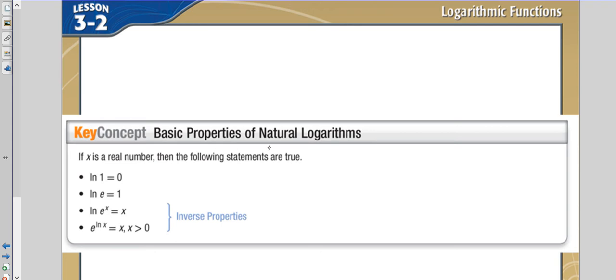Now let's look at basic properties of natural logarithms. A natural logarithm is a logarithm in which the base is e. So if you had a base of e, the way you could rewrite this is they'll say ln, which means the base is e, of x. So you wouldn't write the e at all. Again, a common logarithm is a log with a base of 10. A natural logarithm is a base of e.